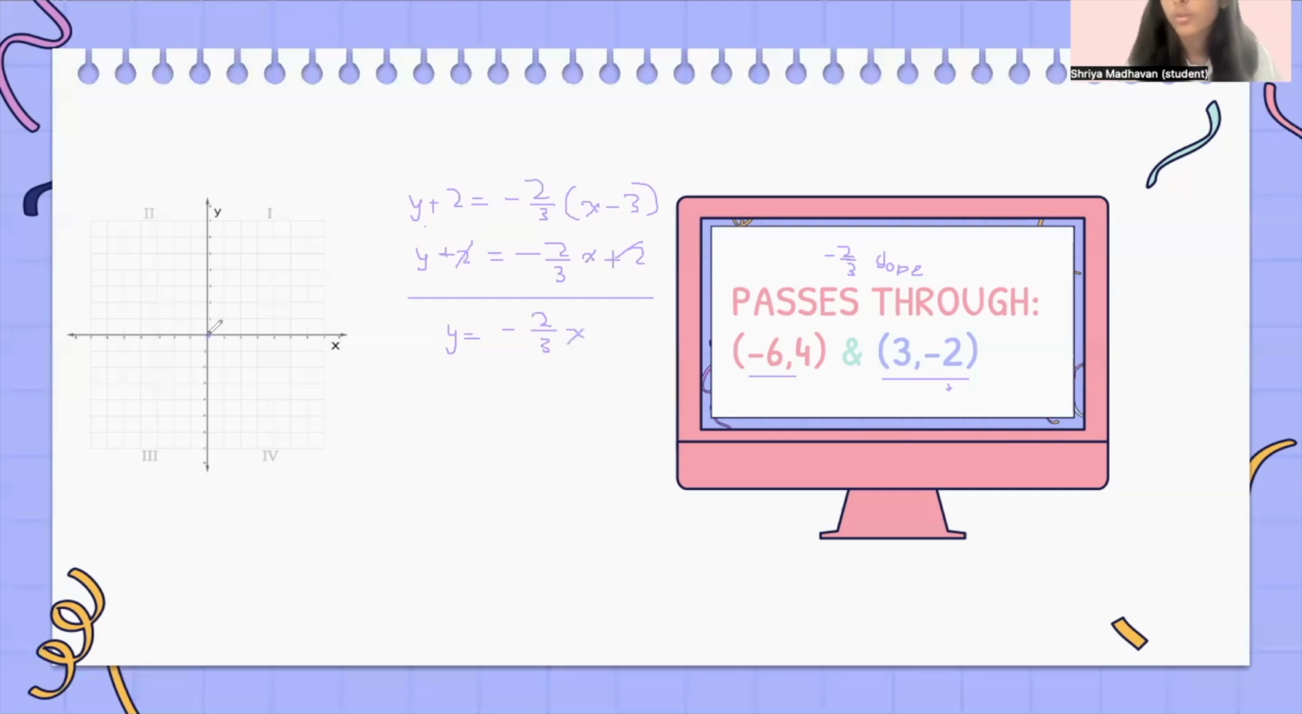And we only need 2 points to form a line, but I'm just going to do more just in case. So I'll do 3. And then we're going to move down by 2 and to the left by 3. And then we're going to do it again, move down by 2 to the left by 3. Similarly, we're going to move up by 2 and to the right by 3. We're going to do that again. And now let's just plot that line.